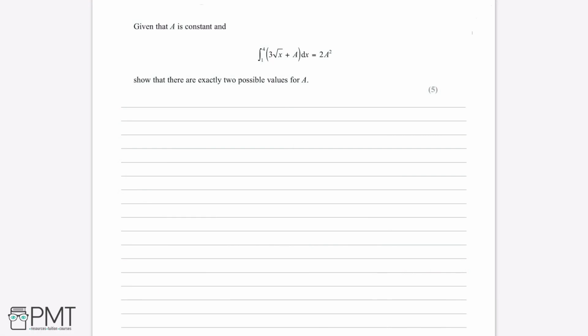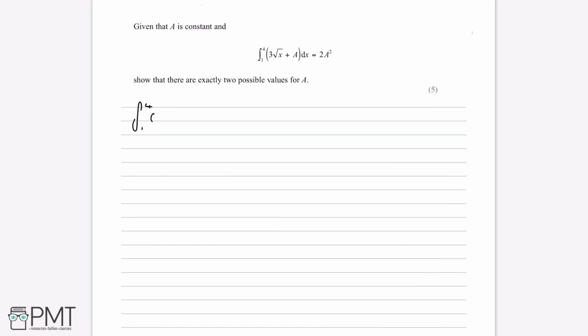Given that a is constant and the integral of 3 root x plus a dx between the limits of 1 and 4 is equal to 2a squared, show that there are exactly two possible values for a. So the first thing we would want to do is rewrite 3 root x plus a in a form that's a bit easier to integrate.